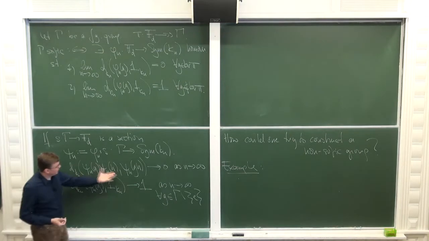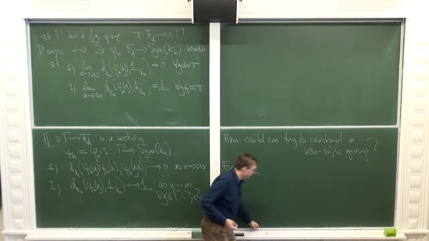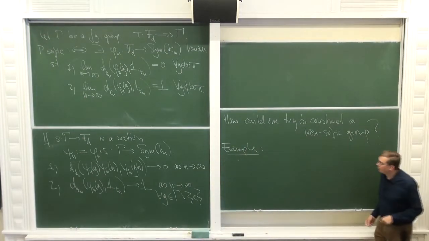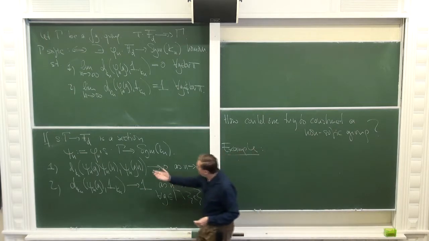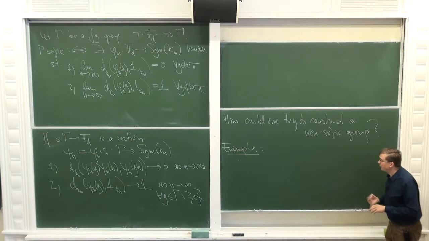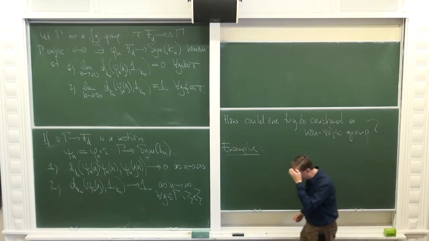So first of all, if it's not a sofic group, then it cannot be residually finite, so there must be some problem. So this group must have problems mapping to finite quotients. Right? So there are some elements which always die if you map them to a finite quotient. And that's something that is well studied.